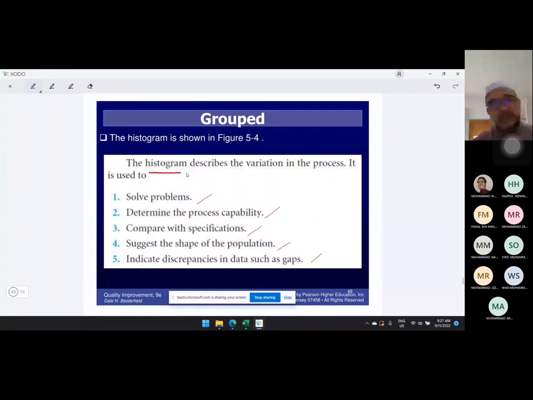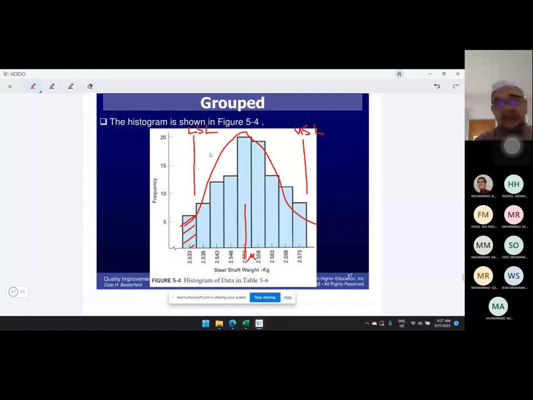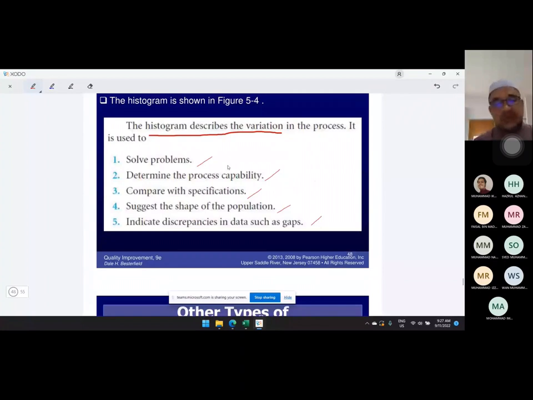Okay, so histograms describe variation. This shows variation in steel shaft weight. So we can use this to help us solve problems. We can estimate process capability. Remember we discussed on Monday six sigma and process capability. If we compare this versus USL minus LSL, we would know whether our process is capable or not capable, and then we can compare with the specification.